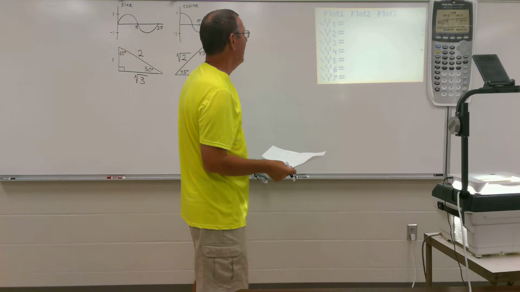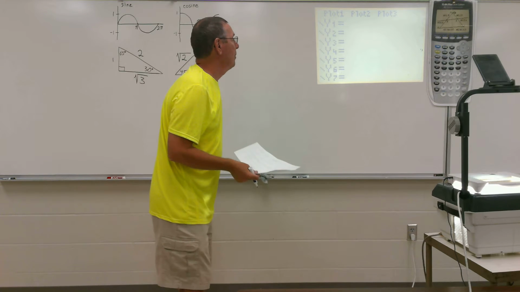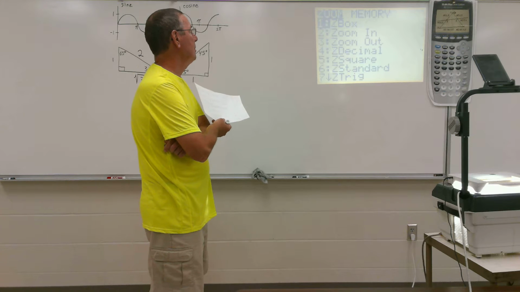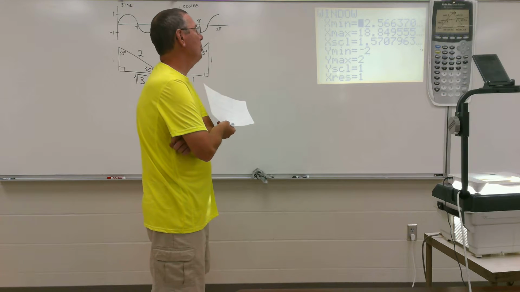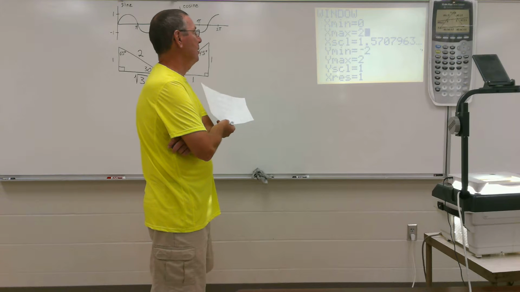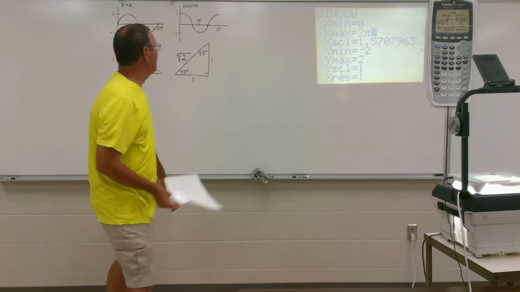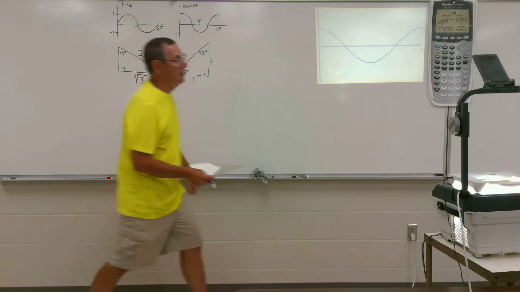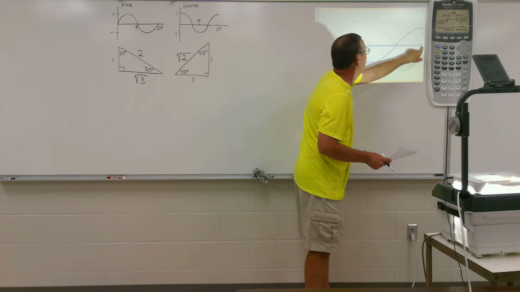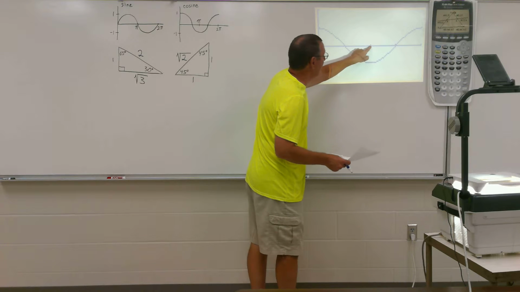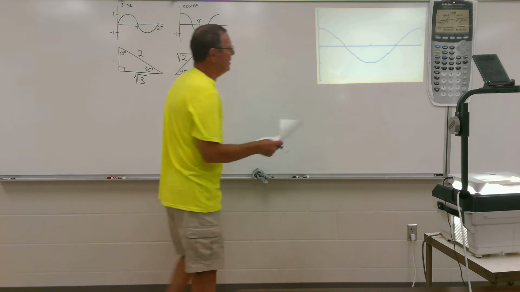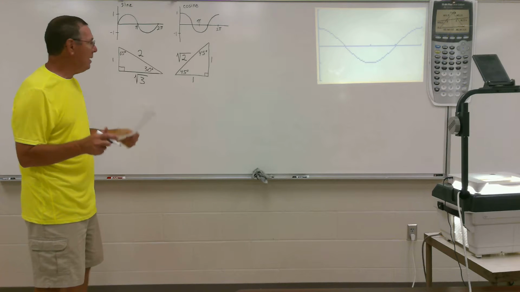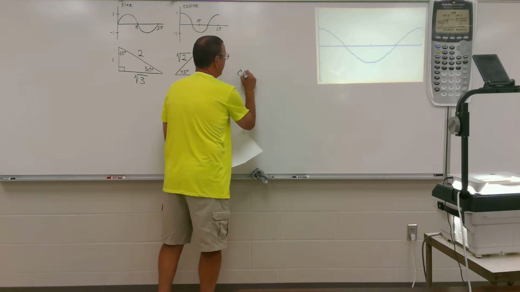Okay, punch in cosine of x. And then window. Go 0 to 2 pi again. And graph. Okay, and that should match up with my cosine curve here. This is 2 pi out here. This is 0 pi. Right there would be 1 pi. Exact same picture as this one. Okay, so on this problem we're going to want cosine of negative 12 pi.